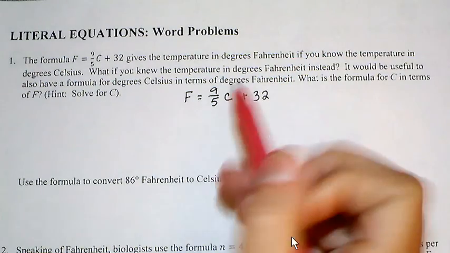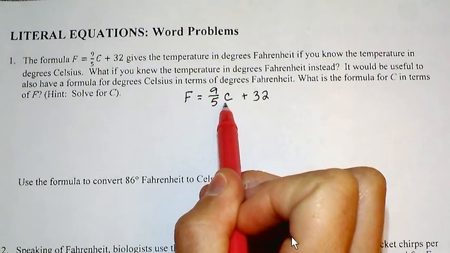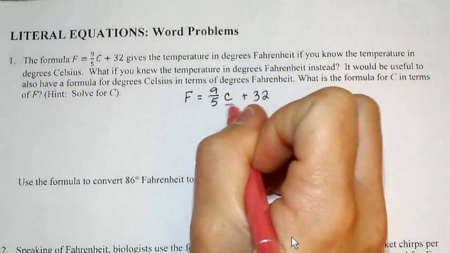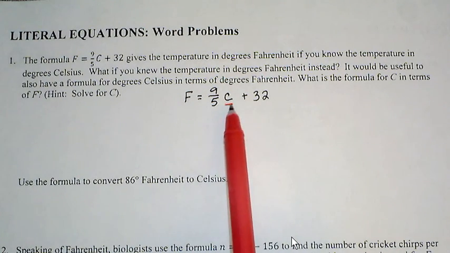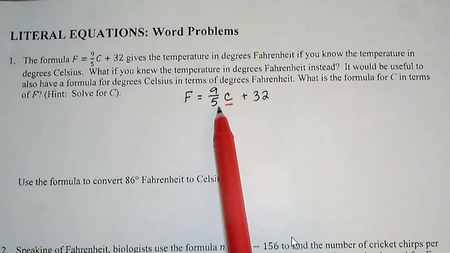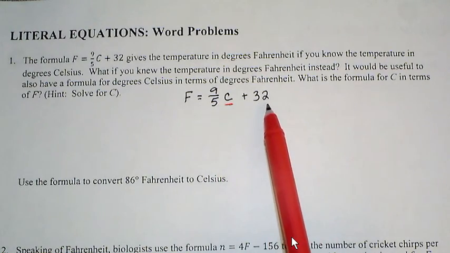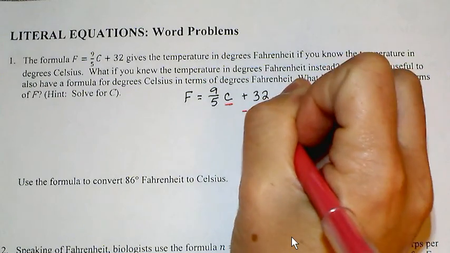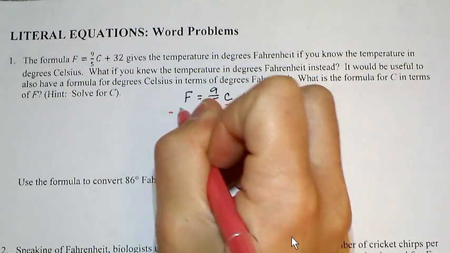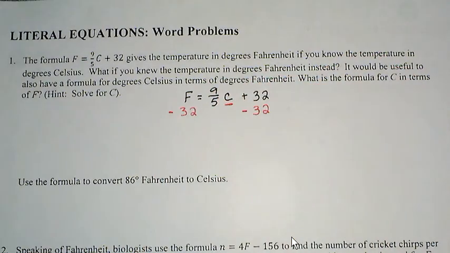Now I want to try to get C by itself. This is kind of similar to some of the examples we did together before. So the first thing I'm going to do is I'm going to recognize that C is being multiplied by a fraction, and then 32 is added to it. So I want to subtract 32 first to try to isolate the C term. So I'm going to subtract 32.